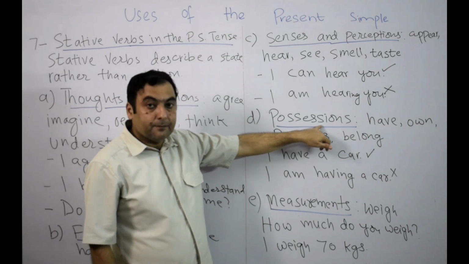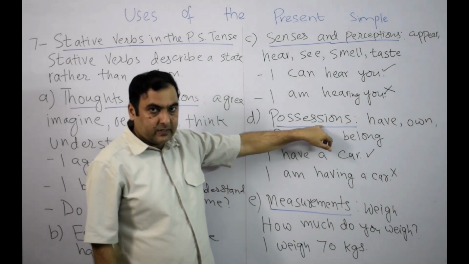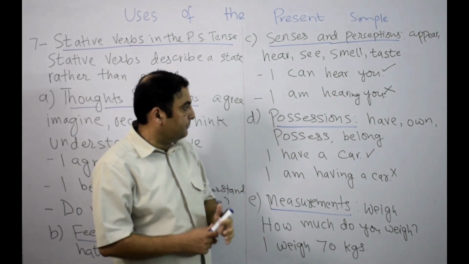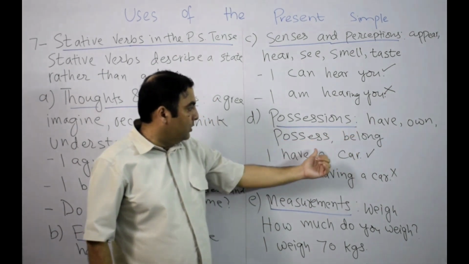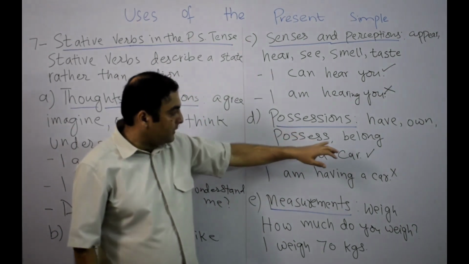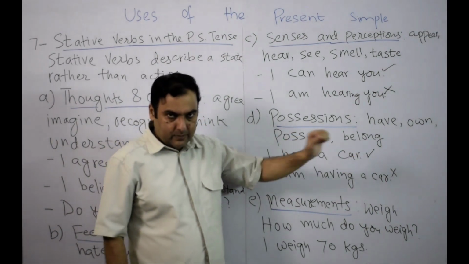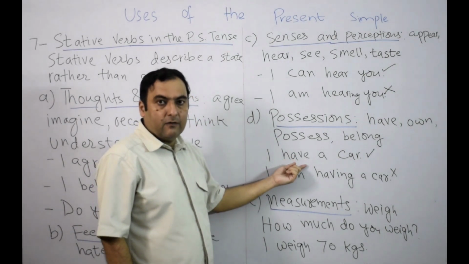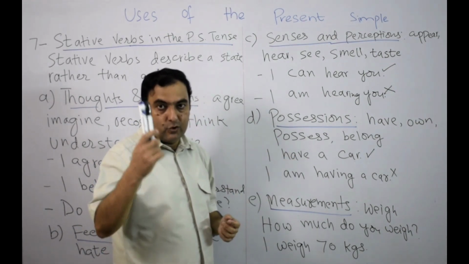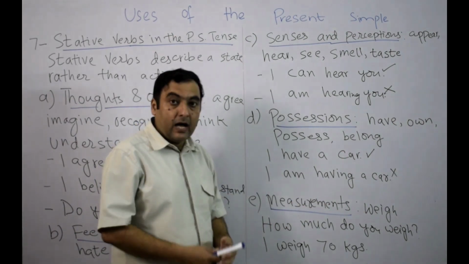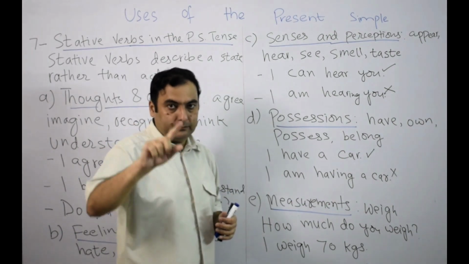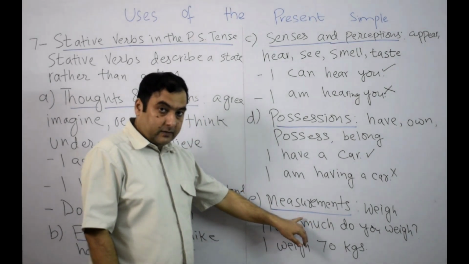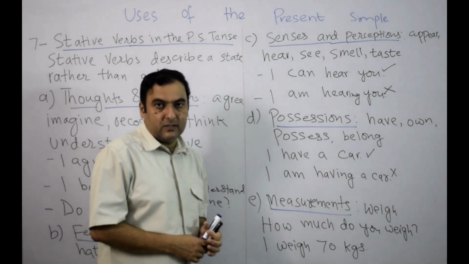The next point, stative verbs also express possessions. Like you possess something. You have something. So these verbs are have, own, possess, belong. Again, these verbs are used in the present simple tense. So it's correct to say, I have a car, I have a marker, I have two markers. But wrong to say, I'm having a car. That's wrong. No ing.